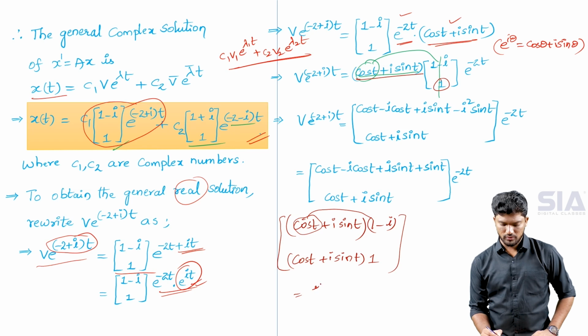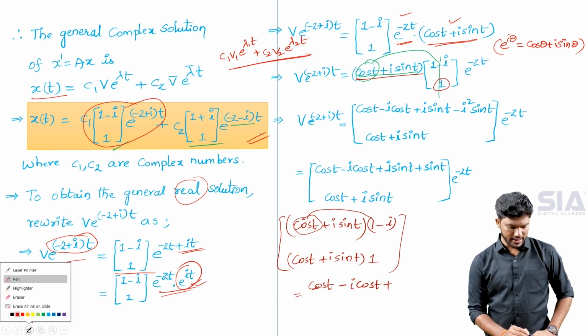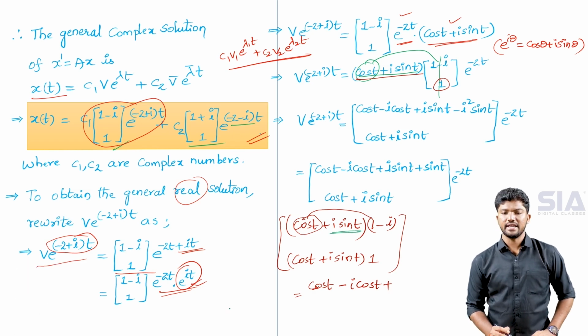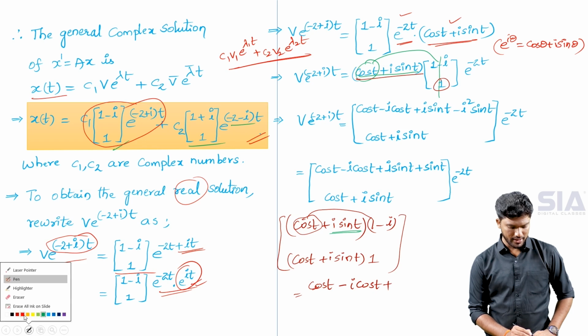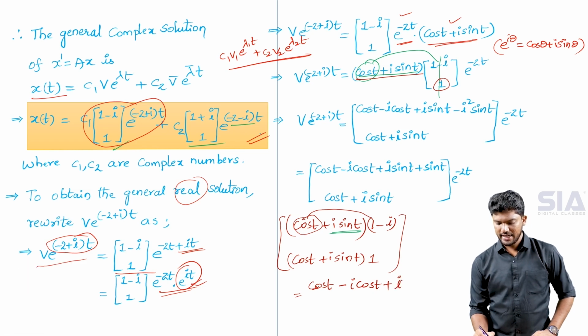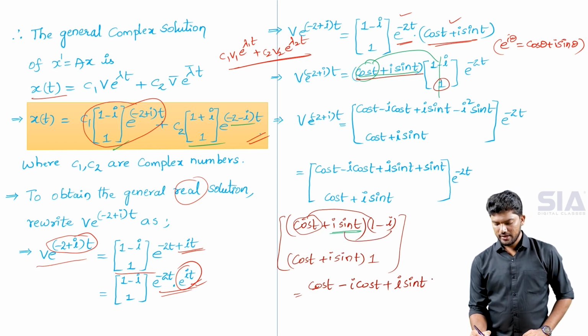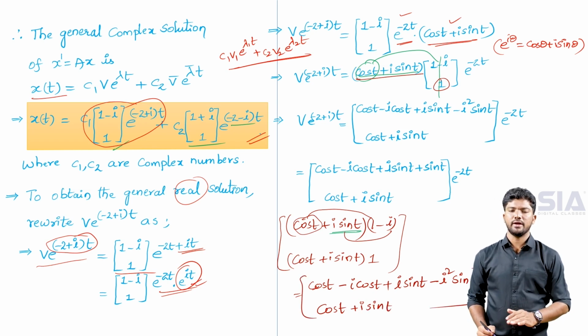So cos t into 1 is cos t, minus i into cos t. Then again the second term is there, i sin t. For that value also you can multiply, then you will get the value i sin t. i sin t into 1 is i sin t only. Here i sin t into minus i square sin t, minus i square sin t. The remaining value is cos t plus i sin t. So this one is the resultant value, in that format we can write.